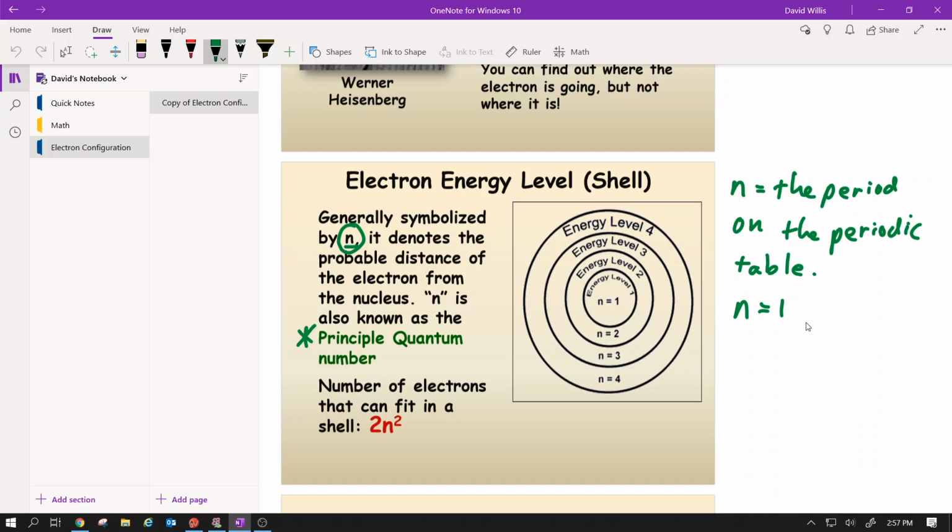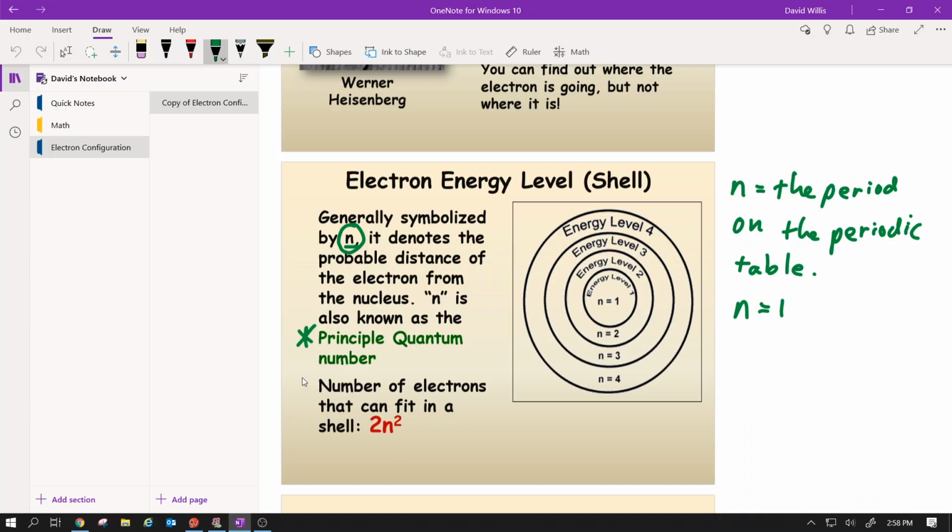Can I spell corresponds? C-O-R-R-E-S-P-O-N-D-S. Good job. The principal quantum number corresponds with the energy level or with the period on the periodic table. All right. Hey, here's what else I want you to see.